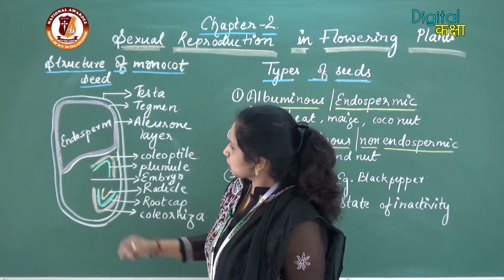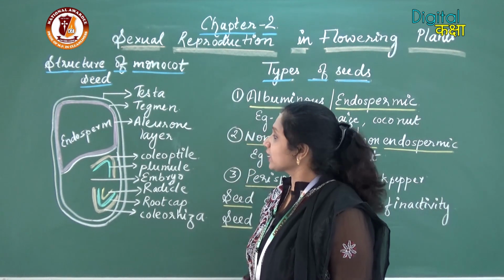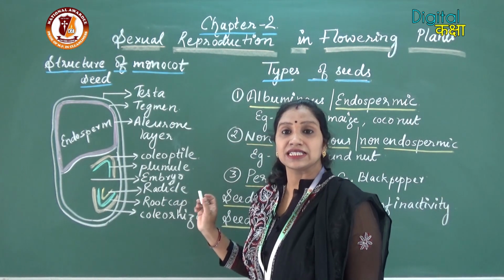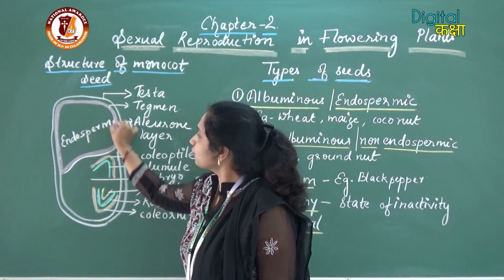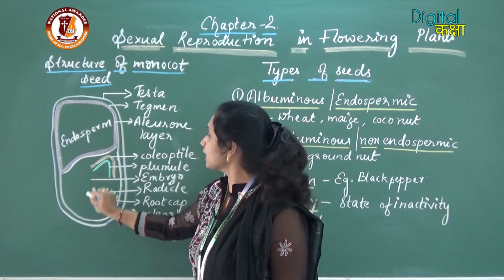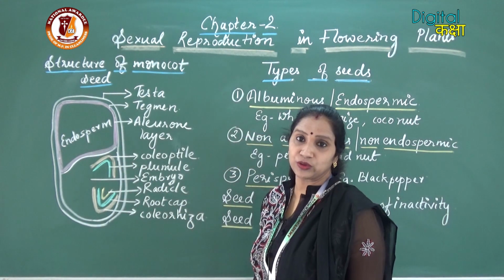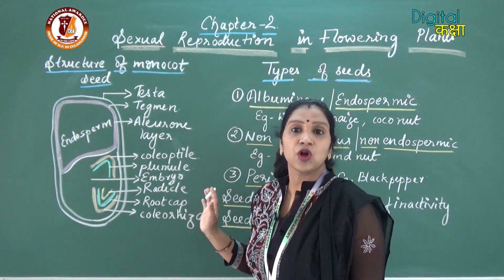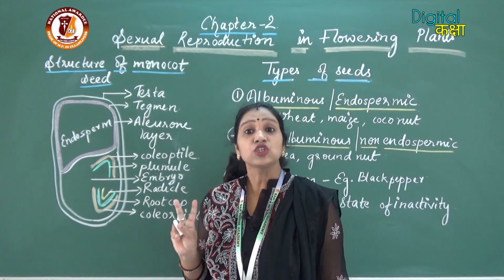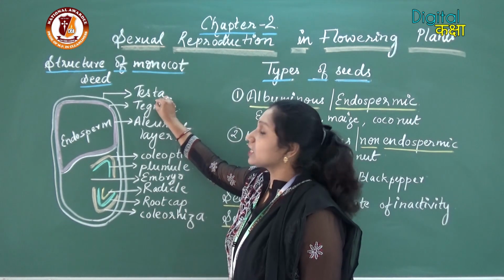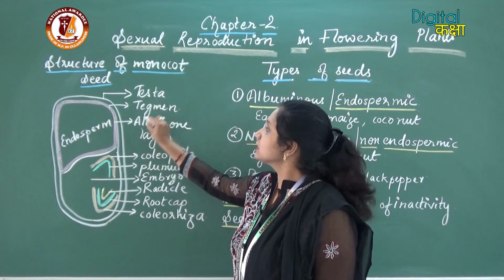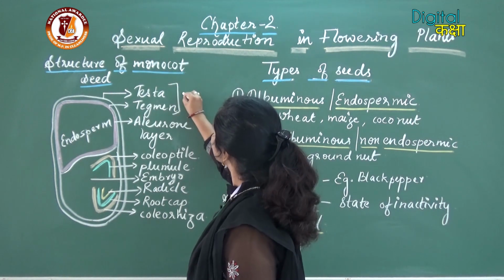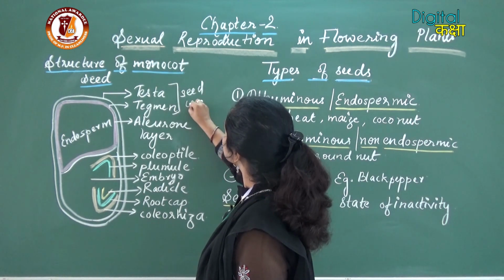Here I have drawn the structure of the monocot seed. Here you can see that two parts are there. The monocot seed is divided into two parts. Half of the seed is endosperm and half of the seed is embryo. And like the dicot seed, the monocot seed is also covered by two coverings. The outer covering is the testa and the inner covering is the tegmen. Together the testa and the tegmen, they form the seed coat.